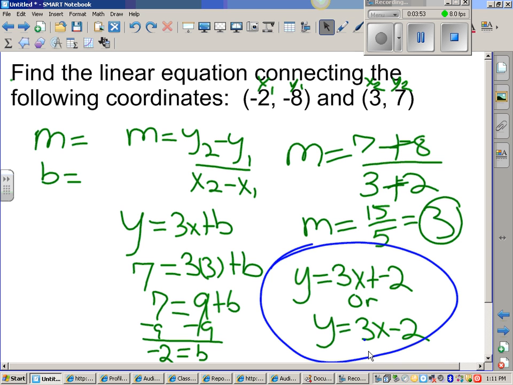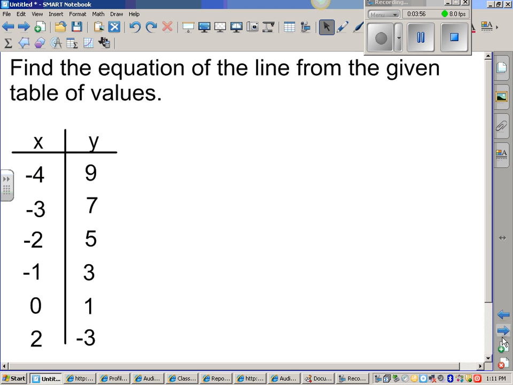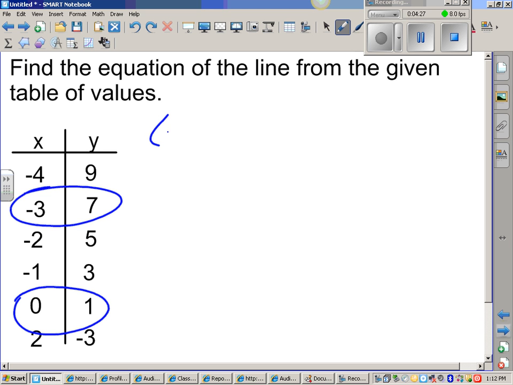Very nice job. Now we're going to look at how to find the equation of a line given a table of values. So how are we going to do this? Pick two different coordinates. Look at all those coordinates, you only need two. Just pick the easiest ones. So which ones are you going to use? (0, 1) and (-3, 7). Once the coordinates are picked, I highly recommend rewriting them over on the side because I think it's easier to do it that way.